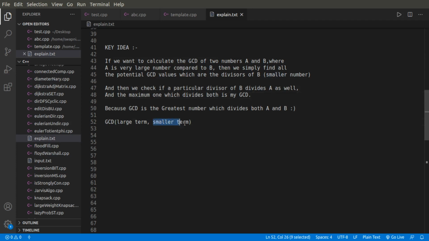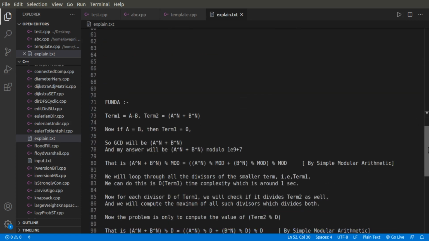It means if some divisor d divides b, then we check whether it also divides the larger term a, and if it divides a as well, then we have to find the maximum such divisor, that is, the maximum value of any divisor which divides both a and b, because that's what the definition of GCD is. GCD is nothing but the greatest number which divides both a and b, right? So that could be my key idea, and I will move to the funda part.